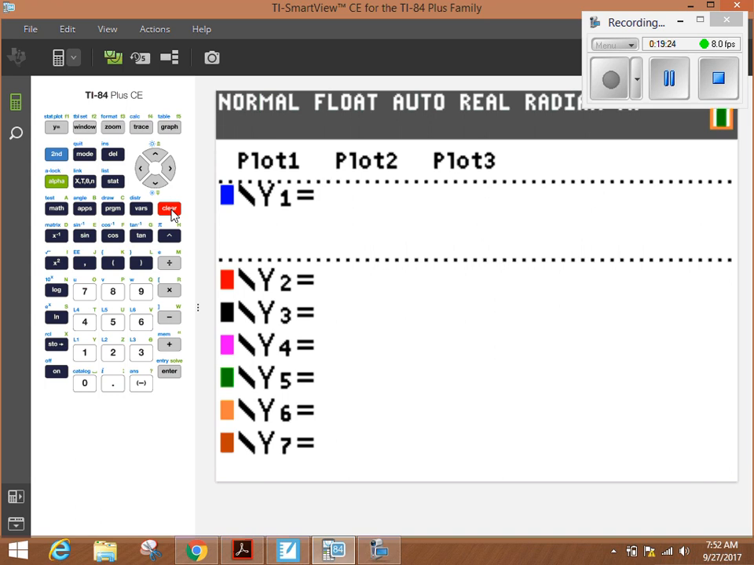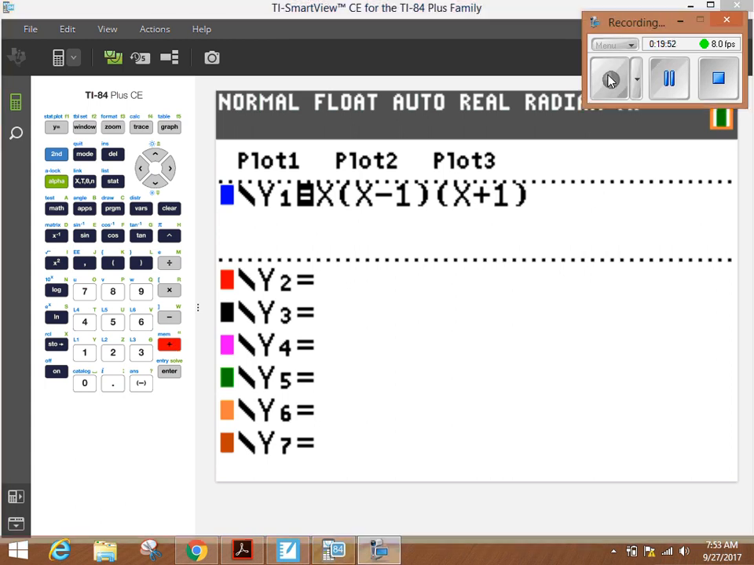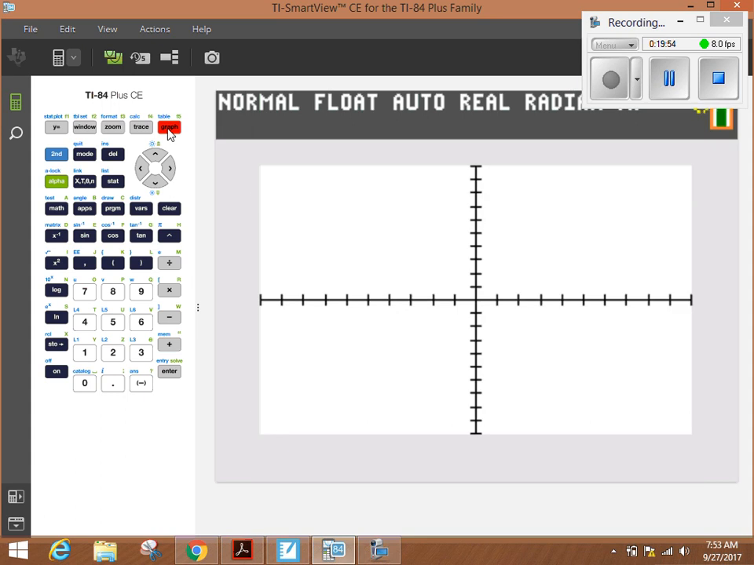And let's graph something different. Here we go. Our function that we have is x times x minus 1, and then x plus 1. All right, so I hit my graph button, and then we get a look at this thing. Hey, look at that.